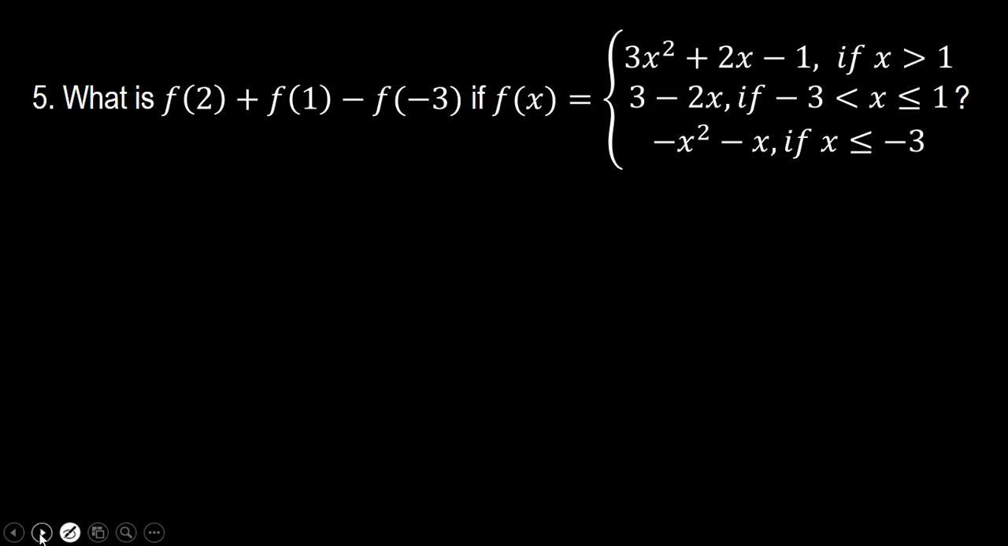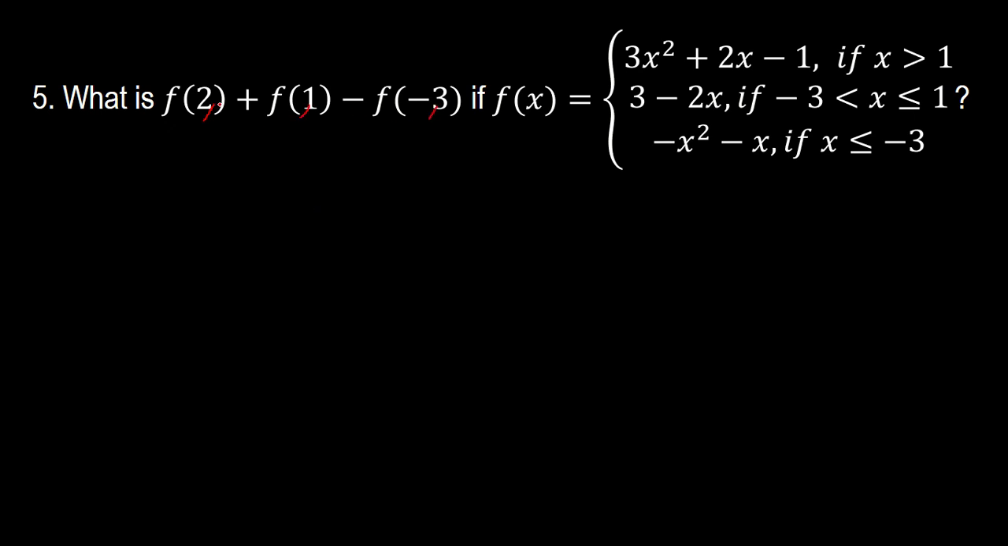Okay, let's have this last one. So what is f of 2 plus f of 1 minus f of negative 3? In the given function here, we have a piecewise defined function with three subfunctions. The first one is 3x squared plus 2x minus 1, given that x should be greater than 1. And then another one, we have 3 minus 2x if x is between negative 3 and 1 inclusive. And then lastly, the third subfunction, we have negative x squared minus x if x is less than or equal to negative 3. Okay, so as you notice here, when we evaluate a piecewise defined function, all we need to do is to identify the subfunction that we're going to substitute the value of 2, 1, and negative 3 into.